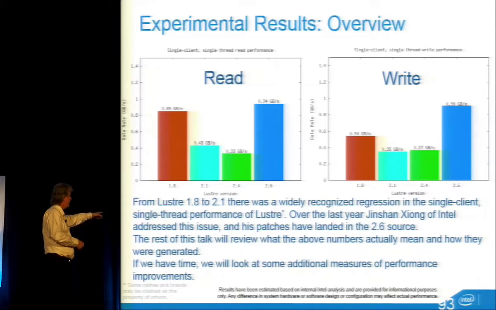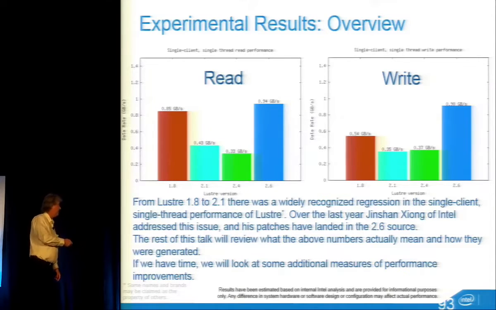As John pointed out, from 1.8 to 2.1, there was a performance regression. In our testing, 2.4 didn't really quite catch up. I guess it did just a tiny bit on the writes, but not on the reads. But in any case, there was a regression to the 2.1, 2.4. But then with Jinshan's patches, the 2.6 has actually better performance, single client, single thread, than 1.8 did, which is just great news. So whenever I see numbers that say this is how fast Lustre goes, I go, well, how did you measure that?